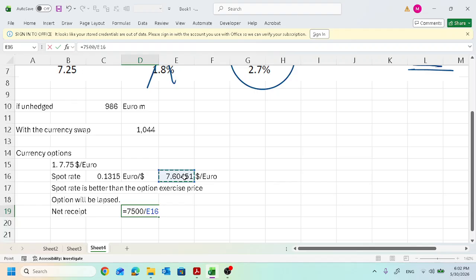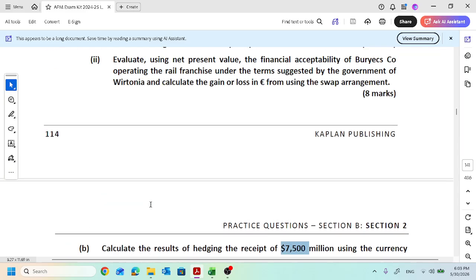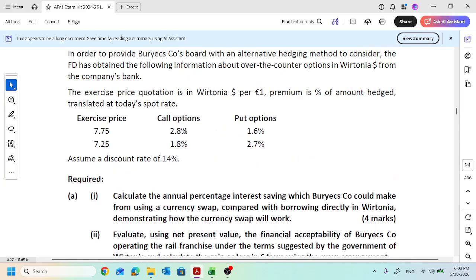So when you entered into the option, you would have paid the premium, so minus the premium. How much is the premium? This is the 7.75 option. Look at the premium for the 7.75 option. They say the premium is a percentage of the amount hedged, translated at today's spot rate. Sorry, we need the put option, not the call option. So 1.6% is the premium they would have paid.